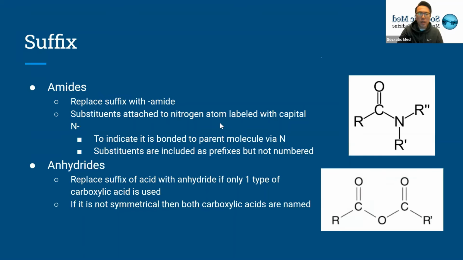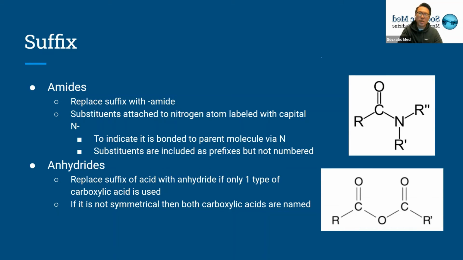Next, I'm going to go over amides. So for amides, when you want to name it, you have to replace the suffix with amide. And then, as you can see on this picture on the right, the nitrogen usually has two R groups attached to it. You have to name those as substituents for the nitrogen atom. So you have to label it with a capital N to specify that it's bonded to the parent molecule via the nitrogen.